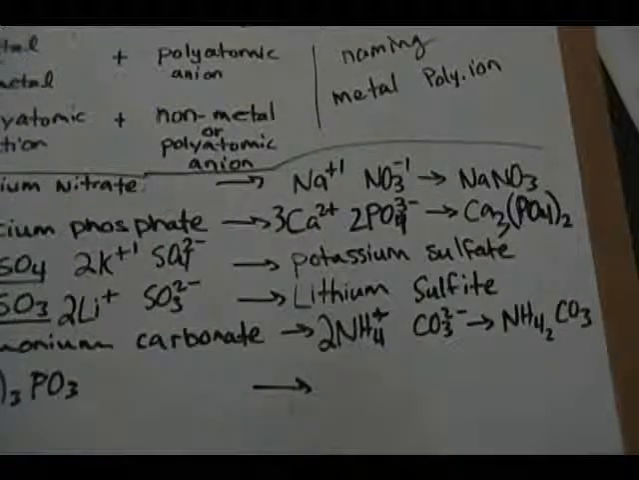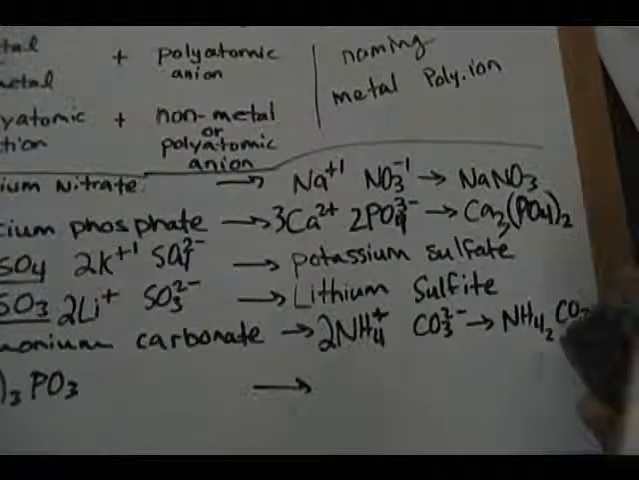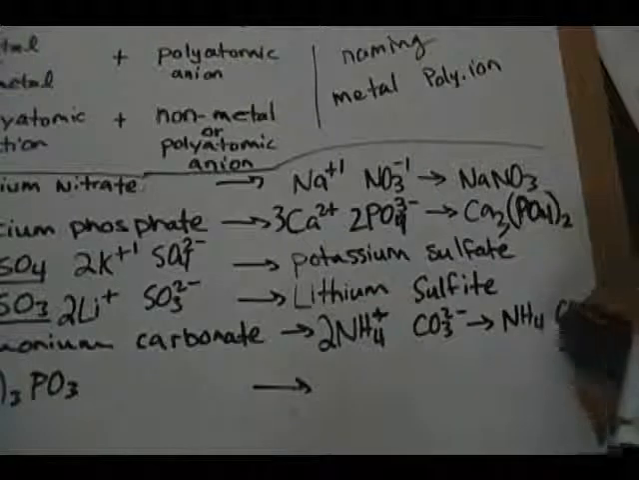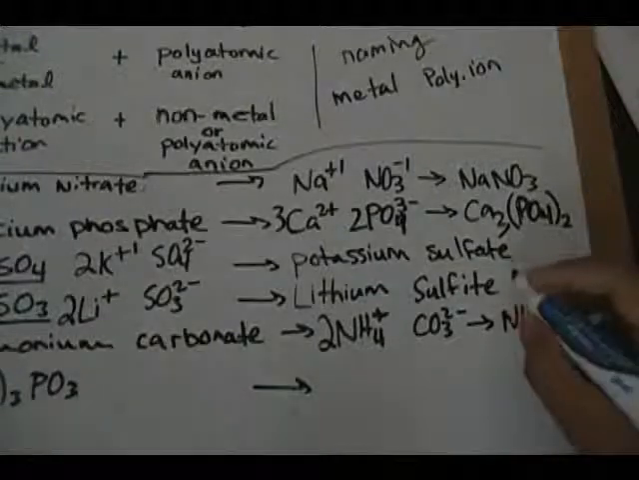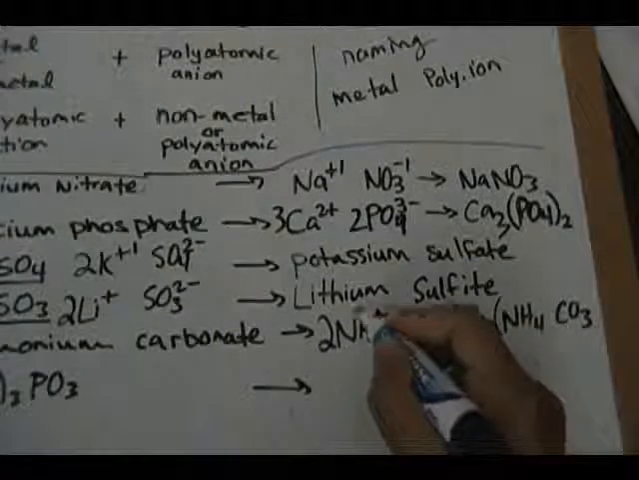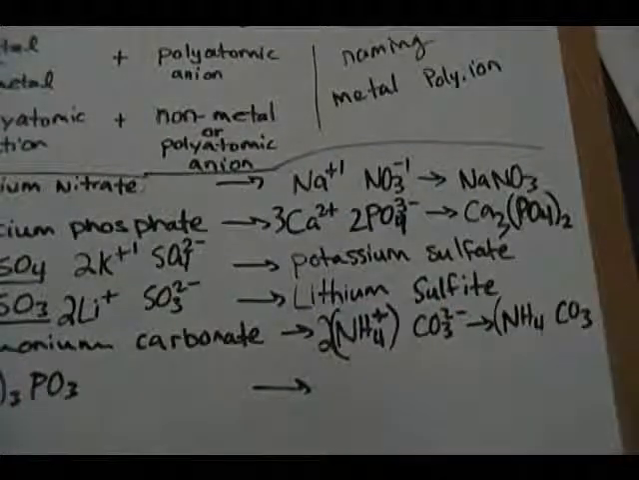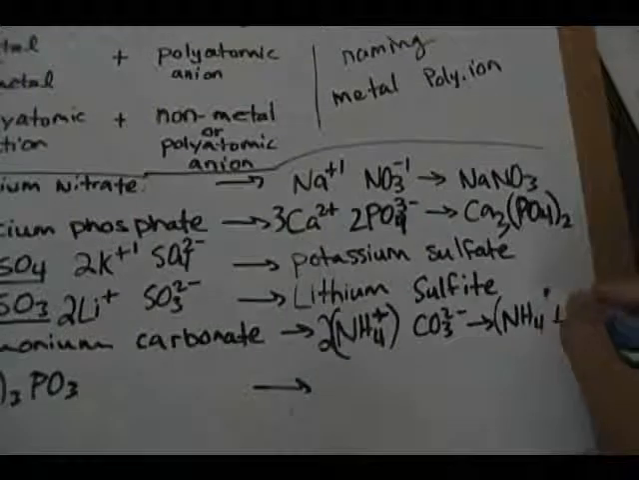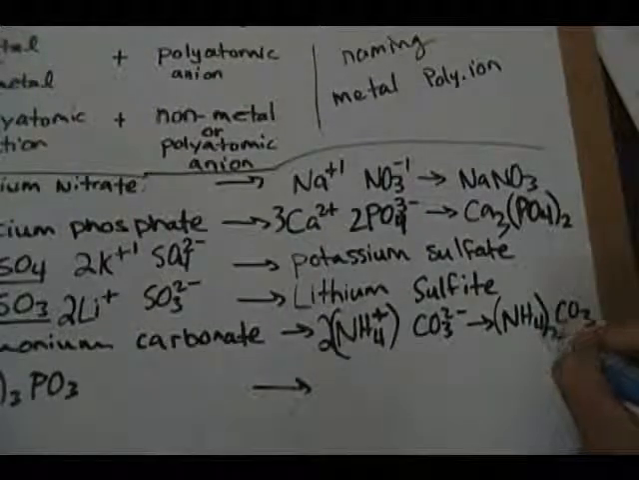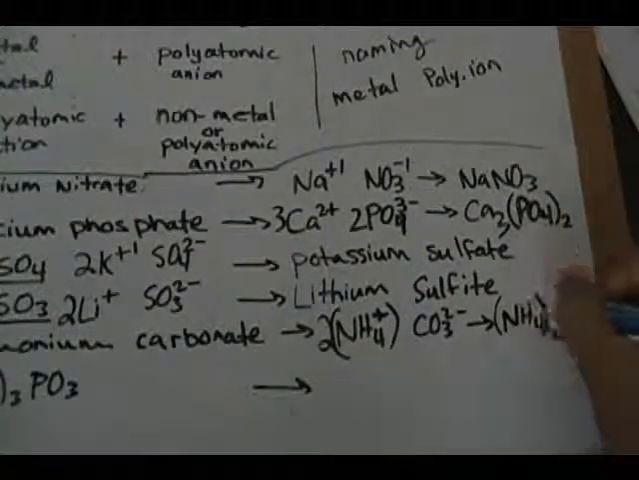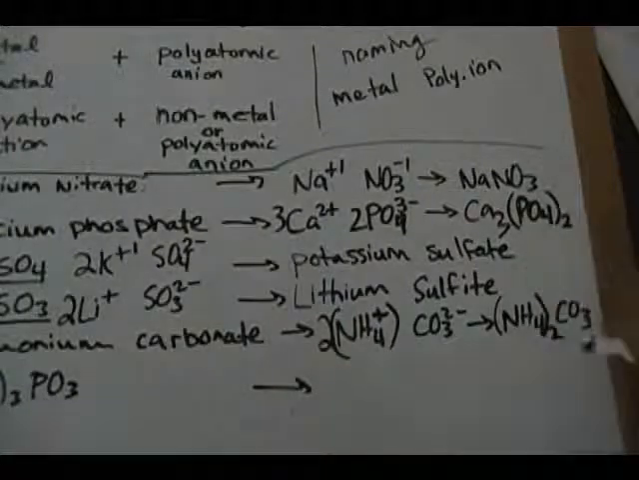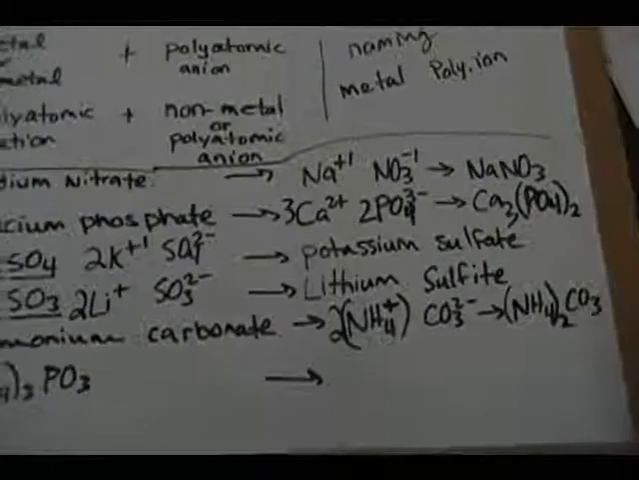You're absolutely correct. I did that purposely so I could see if you guys caught that. That 2, you need to put parentheses around the ammonium because that 2 is referring to the overall species. It was referring to the whole ion, the polyatomic ion. So you need to put parentheses there and put a 2 there. Okay, so (NH4)2CO3. Okay, you need to realize that.